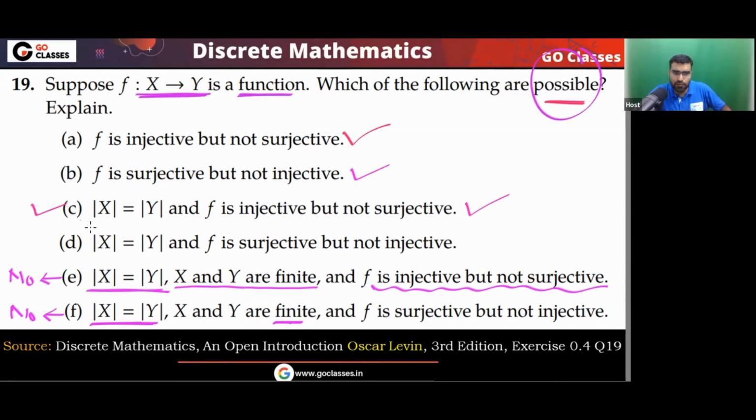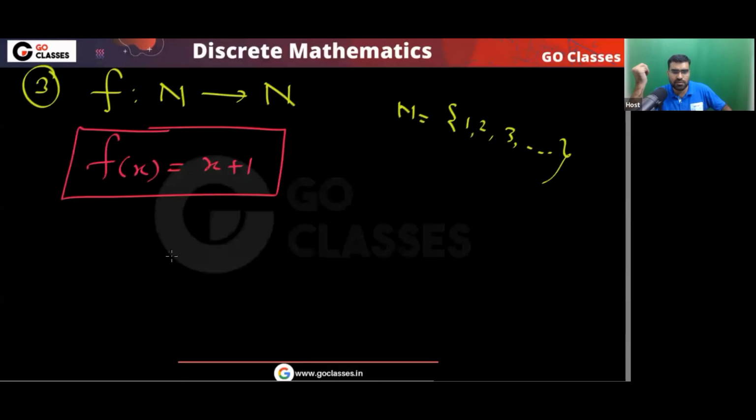Did I give you an example for C? C is possible. Yes, I have already given you. So C is possible. What about D? Now you tell me D. Is D possible? Surjective but not injective. Can you give me D? Give me a function for option D.